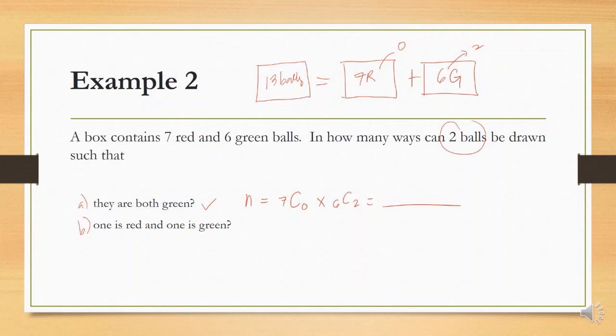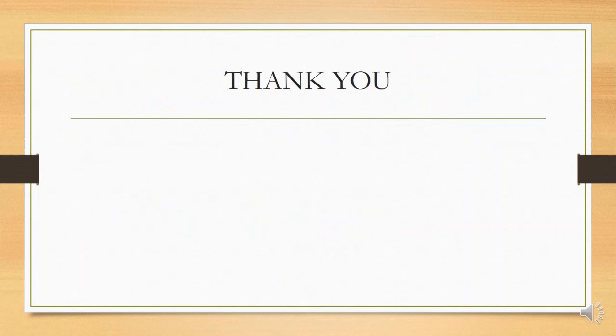Gets? And then the letter B, 1 is red and 1 is green. Ibig sabihin, isang red, isang green. So, N natin ay 7 combination 1 times 6 combination 1. Yan yung mga techniques na pwede nyong gawin. That's our lesson for probability part 1 ng ating counting techniques.